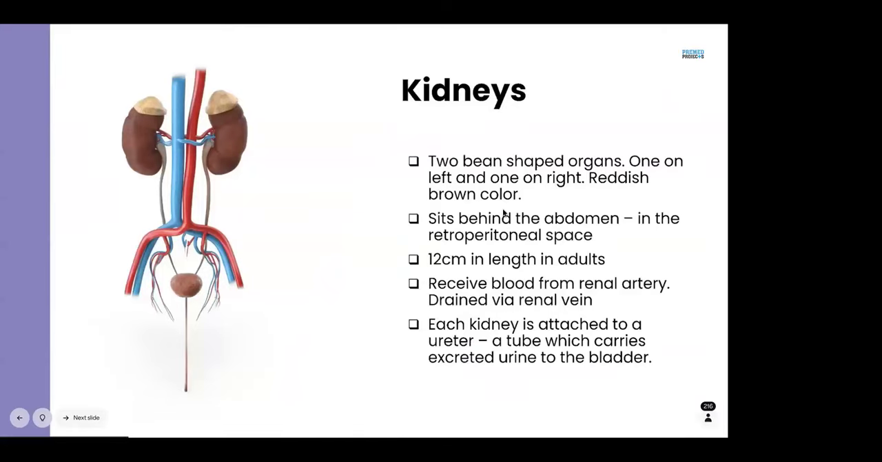So let's talk about the kidneys. The kidneys are two bean-shaped organs, one on the left and one on the right, and they sit behind in the abdomen in an area called the retroperitoneal space. They are 12 centimeters in length in adults, around that. They receive blood from the renal artery, and they are drained via the renal vein.